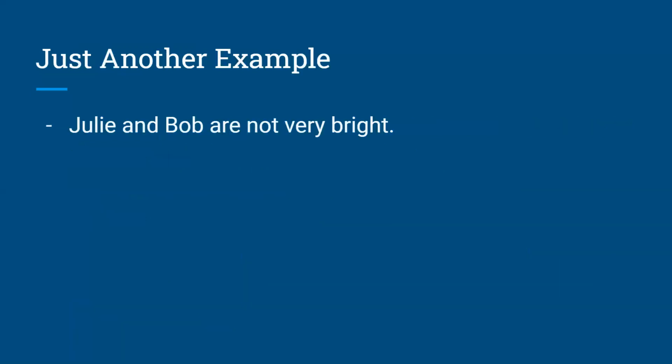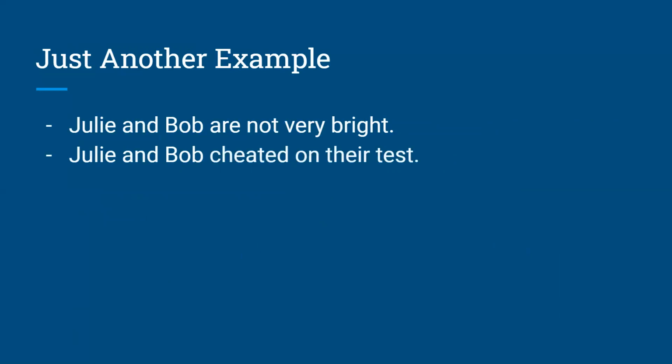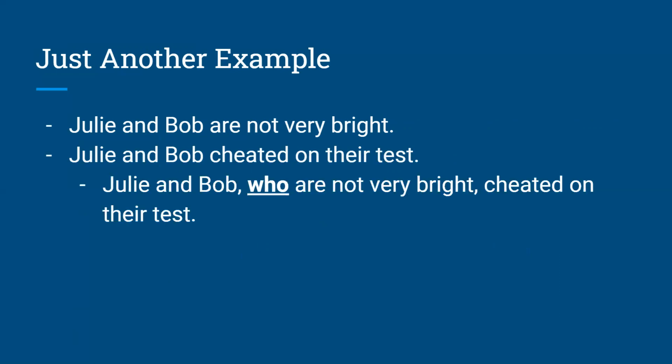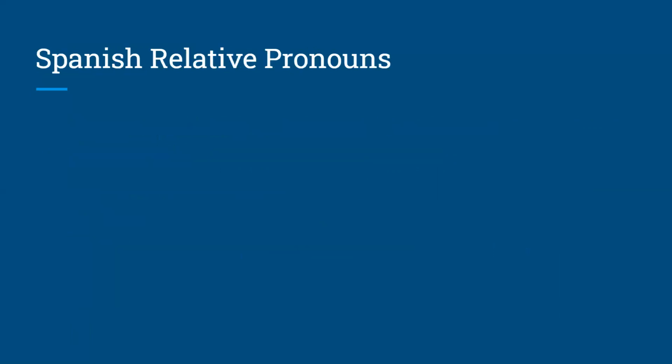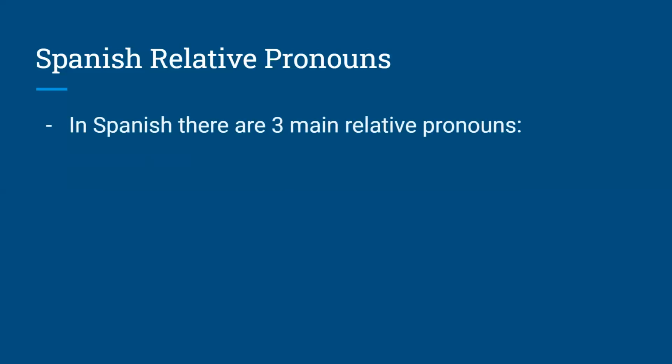Here's one more example. Julie and Bob are not very bright. Julie and Bob cheated on their test. We can put this all in one sentence with a relative pronoun. Julie and Bob, who are not very bright, cheated on their test, with who being our relative pronoun in that sentence.